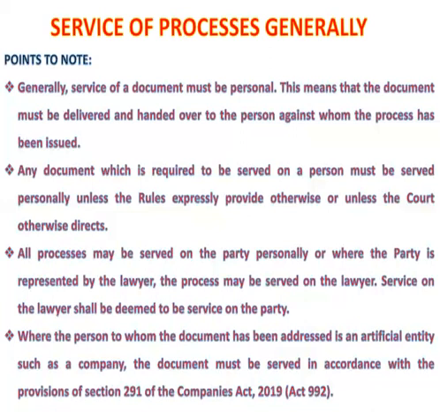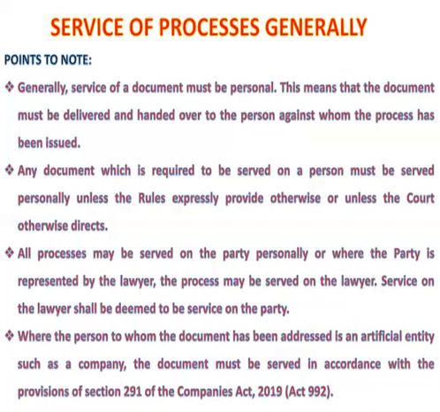What it means is that you must ensure that the document is delivered and handed over to the person against whom the process has been issued. So, for example, if a writ of summons has been issued, you must go with the bailiff, show the bailiff who this defendant is, and let the bailiff serve the person personally by giving it to him. That is what we mean by personal service. It means that you don't give it to his brother, you don't give it to his relative, you don't give it to his wife. You hand over the process to the defendant personally.